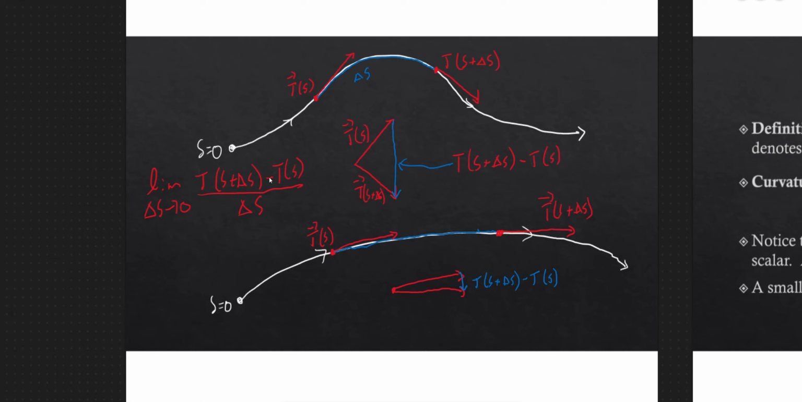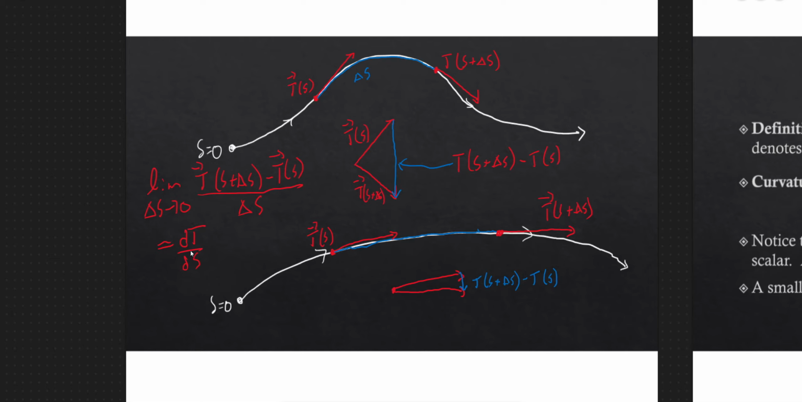This is my curvature, and this is a derivative, right? This looks like a derivative. This is the derivative of T, my unit tangent vector, that vector valued function, with respect to arc length. So this is dT ds. So this is going to be an important quantity, but this is a vector quantity.